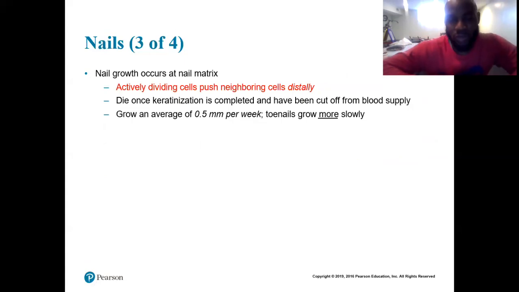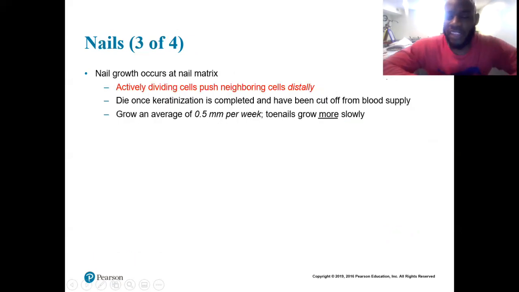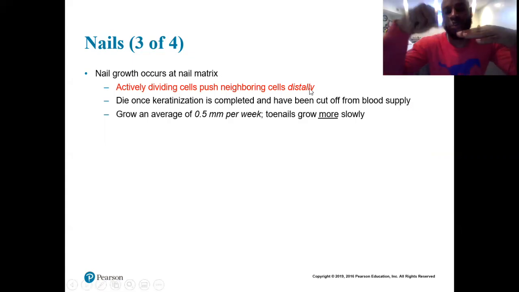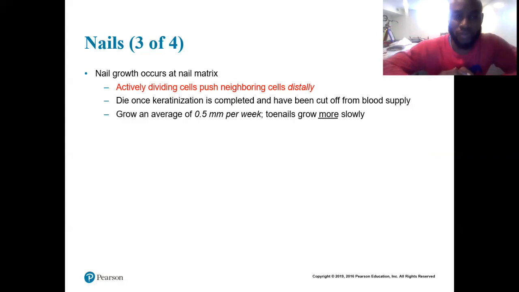Nail growth occurs in what we call the nail matrix. As you can see here, toward the back is your nail matrix right there. Same idea as hair, same idea as skin. Dividing cells push neighboring cells distally. So the growth is here and it pushes those cells out. They die once keratinization is complete and they have been cut off from the blood supply.